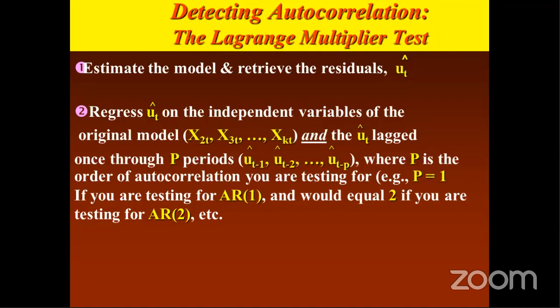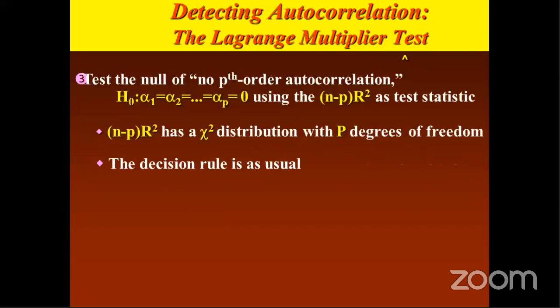For example, if you use only p equal to 1, the order is AR(1). If you use 2, that is equivalent to autoregressive order 2. So you can use this to test for any order of autocorrelation. The right hand side variables are the original independent variables along with the lagged values of the disturbance term, or the estimated value of the error, u_t. That is the second step.